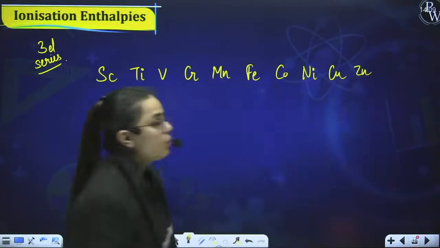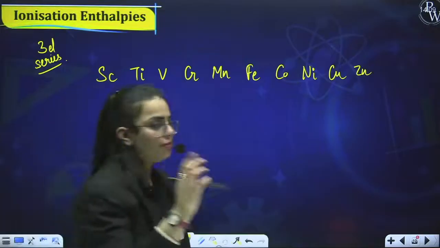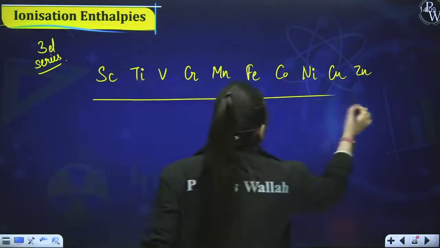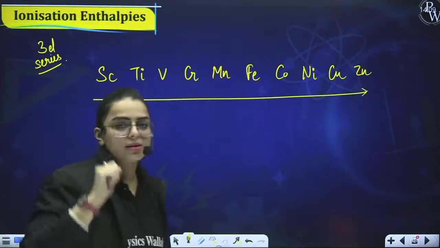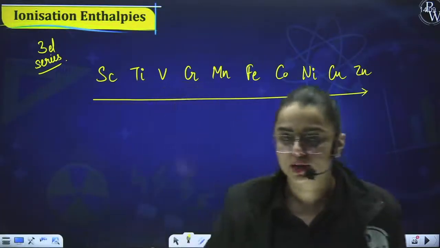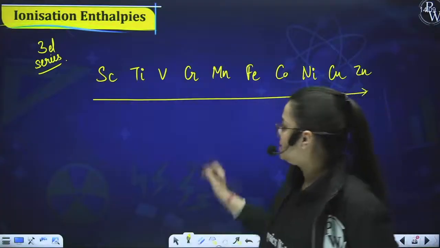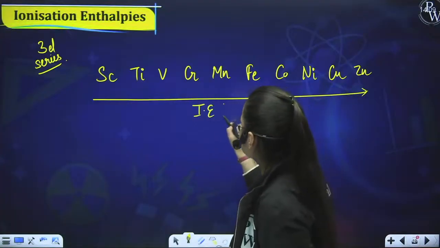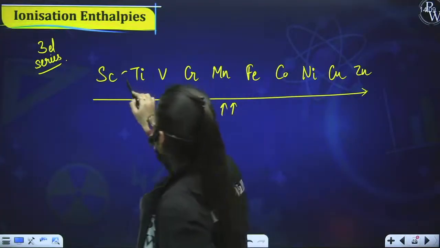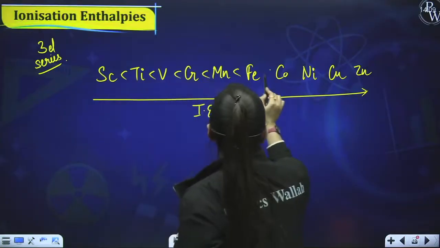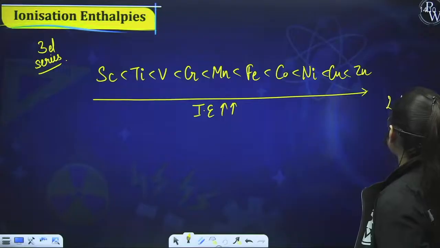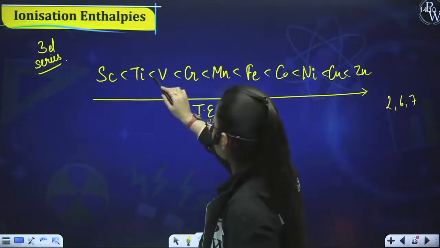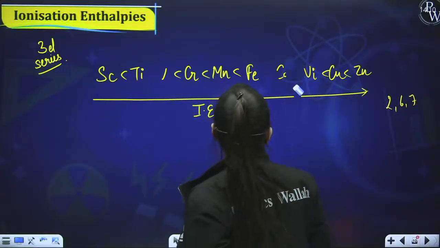Am I right? Now what usually happens when you move from left to right? When you go from left to right, my dear students, size decreases. This is the general trend I am saying. Ionization energy will increase. Yes, ionization energy increases, but there is an exception. If ionization energy increases, this will be the order. But the exception takes place at the 2nd, 6th and 7th position. What is the exception? 2nd position, 6th and 7th position.